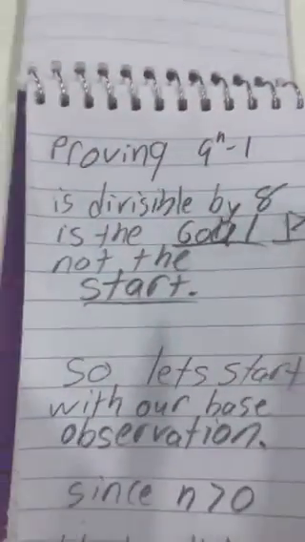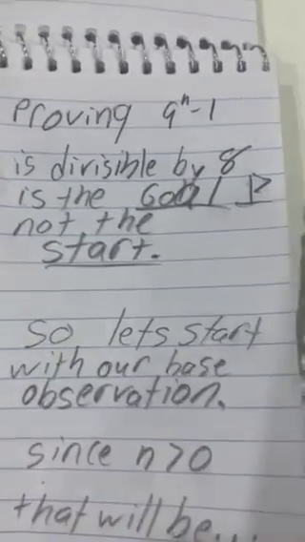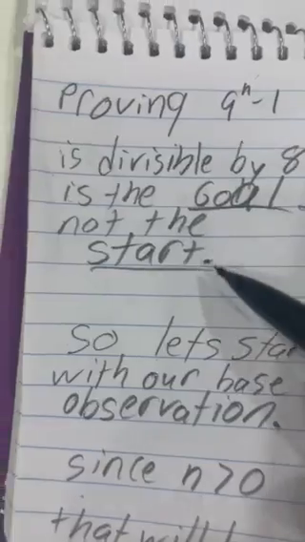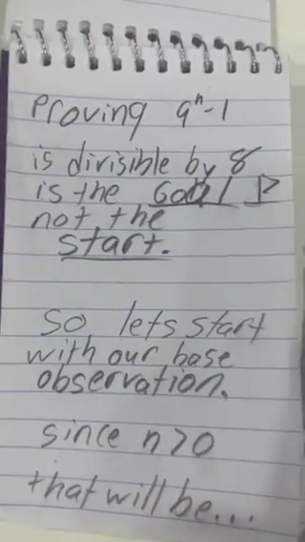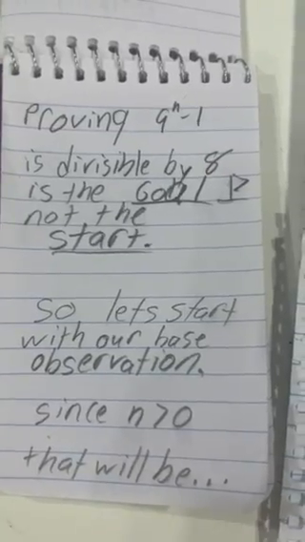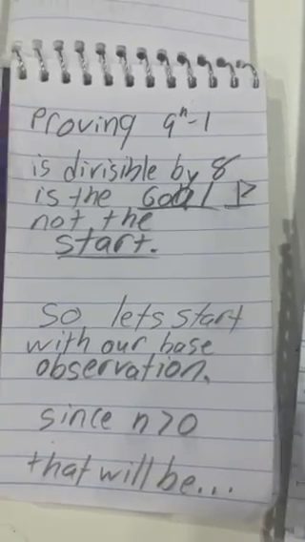So we are gonna move on to what our actual goal is. Proving 9 to the n minus 1 is our theory. So we are trying to do that. That is our goal and not the start. So where do we start? With a base observation. Since the first time n is greater than 0 is when n is equal to 1, we'll use that as our base case, right?